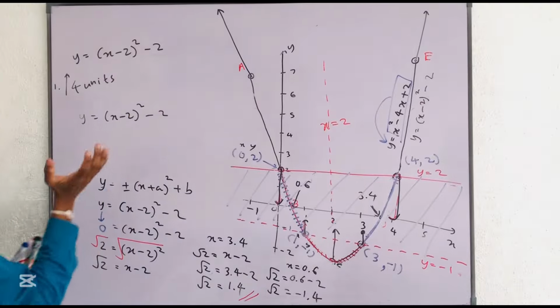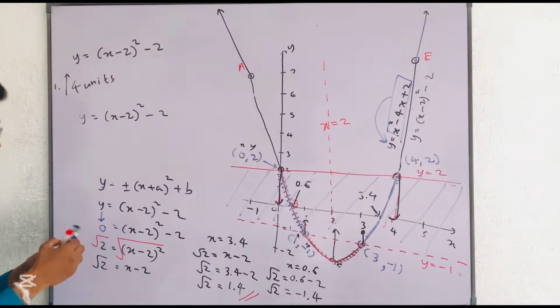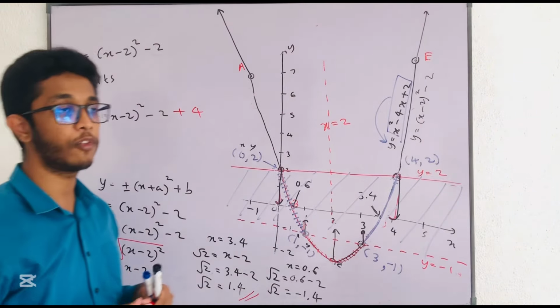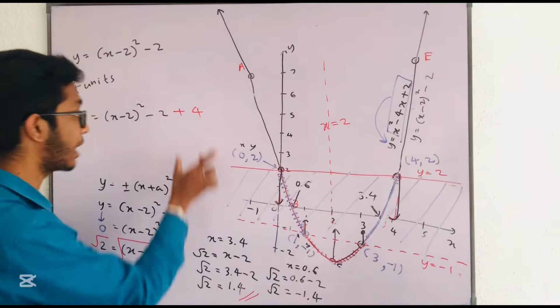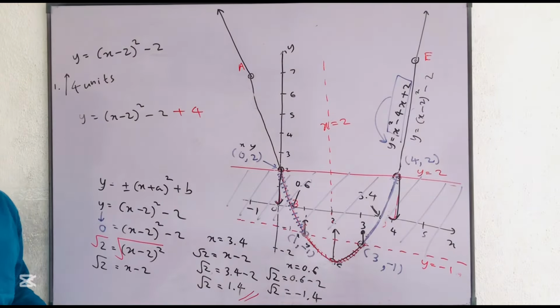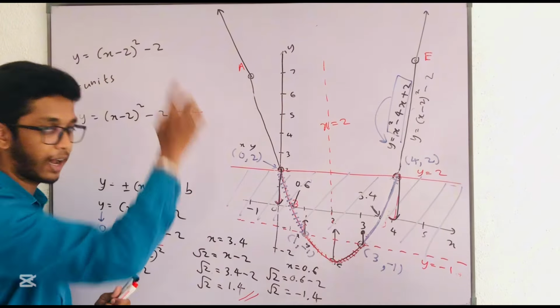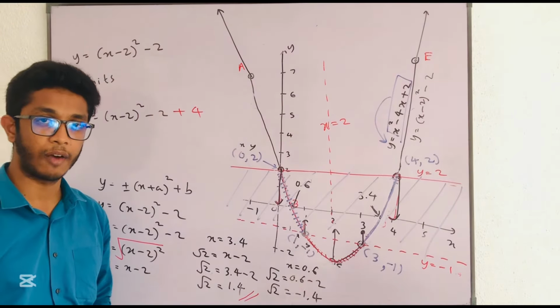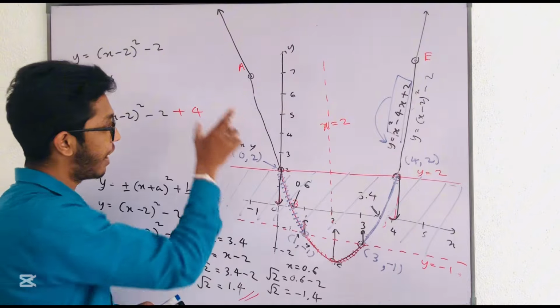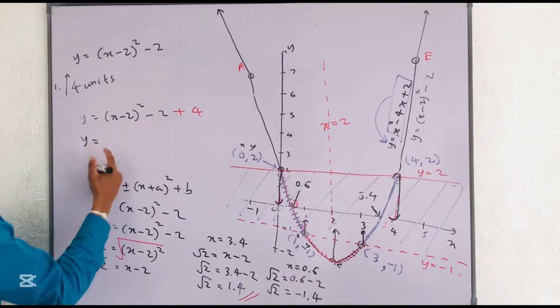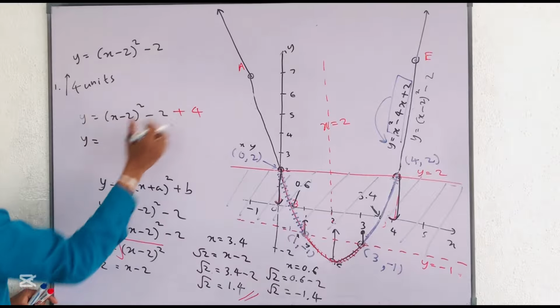When they are taking this graph 4 units upwards, we have to add 4 to this function. If they are taking this graph 4 units downwards, we have to subtract 4 from this function. If they are taking this graph 100 units upwards, we have to add 100. If they are taking this graph 20 units downwards, we have to subtract 20. That's the part. Then y equals, 4 units upwards, so I add 4.